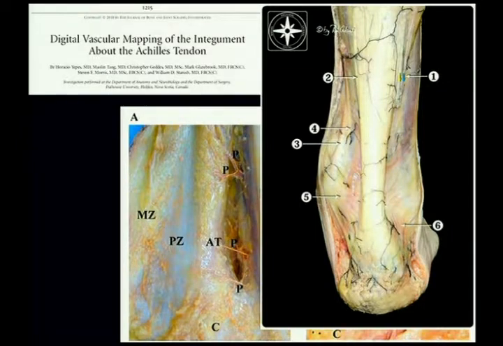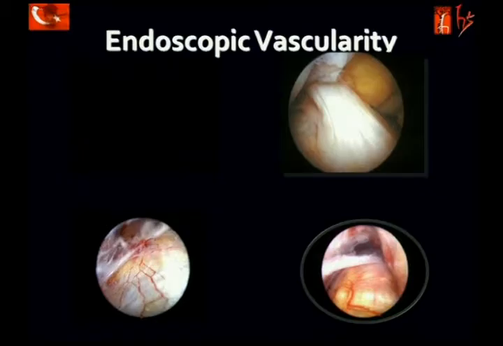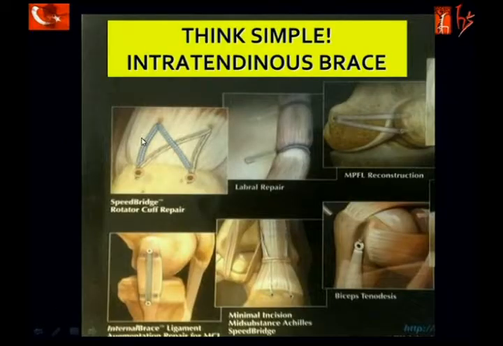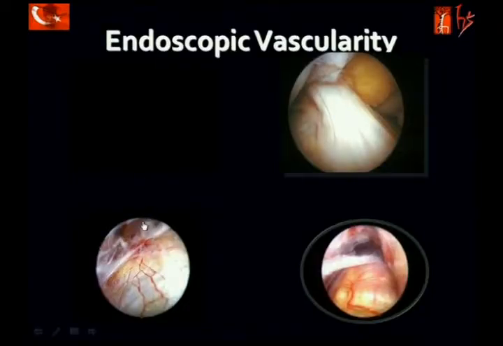There is no vascular pathway of the Achilles tendon. You can find 7.4 billion people on this planet, all different. The vascularity is important. Sorry, the vascularity of the paratenon is important.